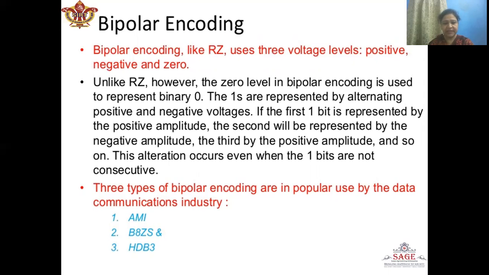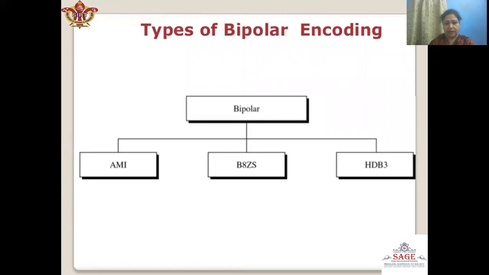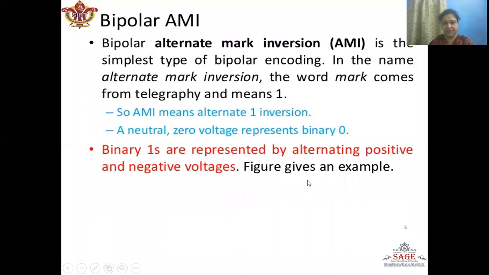Now, there are three types of bipolar encoding. First is AMI, which is alternate mark inversion. Then B8ZS, binary 8-zero substitution. And HDB3, which is high density bipolar 3. This is shown in the form of a flow diagram also. First is AMI, then B8ZS, and then HDB3. Now, first we will discuss bipolar alternate mark inversion.